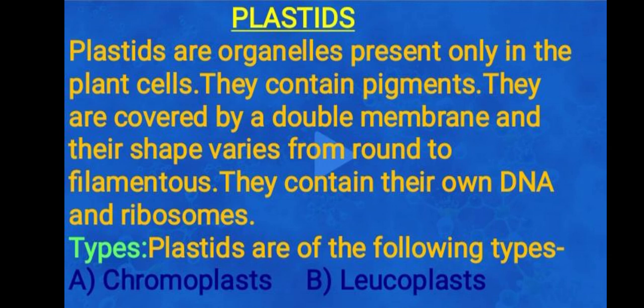Children, plastids are organelles present only in the plant cells. They contain pigments. They are covered with a double layered membrane and their shape varies from round to filamentous. They contain their own DNA and ribosomes. Plastids are of two types, chromoplasts and leucoplasts.